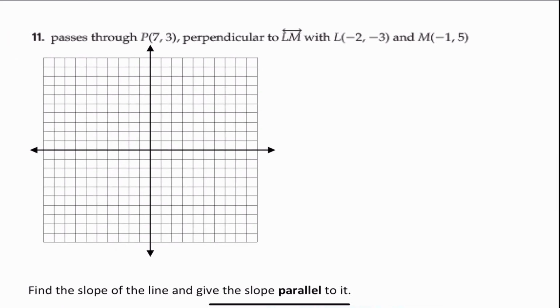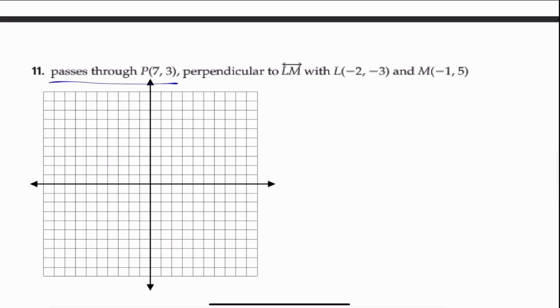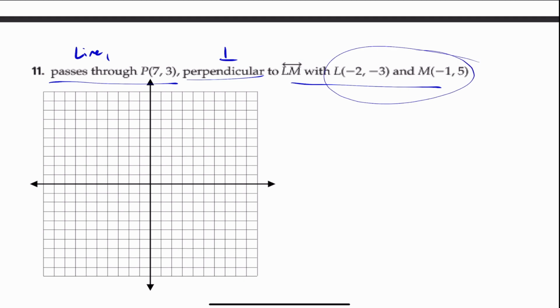So it says passes through point T, 3, perpendicular to line LM with point L at -2, -3 and point M at -1, 5. This is saying that there's a line that passes through point T and is perpendicular to another line, we call that line LM, and it has those 2 points there. So I'm going to plot the 2 points over here. That's going to be -2, -3, and then -1, 5.